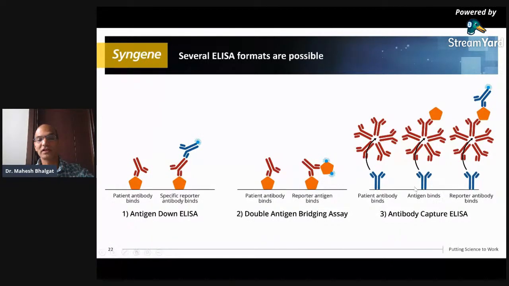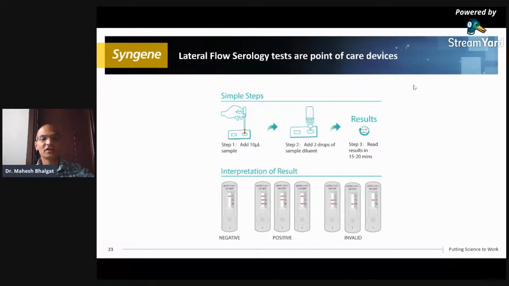Then there's the antibody capture ELISA, where you try to capture the antibody of the patient itself, and then it in turn looks for something that may be of interest here, which is the IgM. And so here, in case of COVID-19, if you were to design this assay, you would come in with an anti-IgM antibody, pick up the IgM from the patient sample, and then look for a way to get the signal through the antigen, such as the spike protein or the nucleocapsid protein, and then ultimately look for a way to generate the signal through enzymatic reaction. So these are the different ELISA formats.